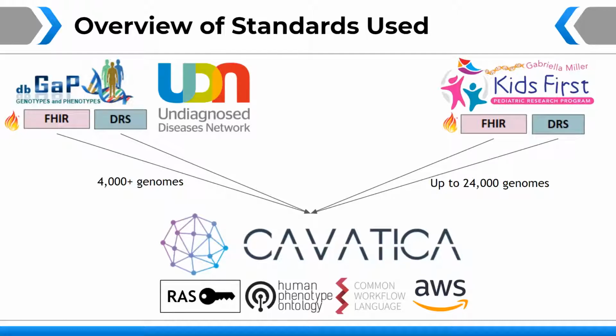RAS, of course, permeates all of the systems here. And here we're actually going to use it for authorization and authentication to get the UDN data from dbGaP's DRS server. And we're also using HPO and CWL. So this use case is just totally rife with all the standards. Next slide.